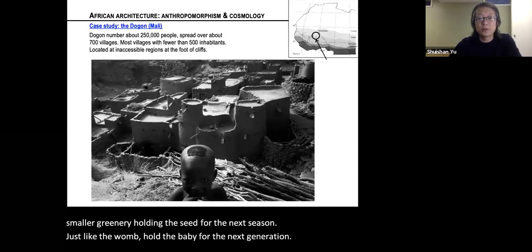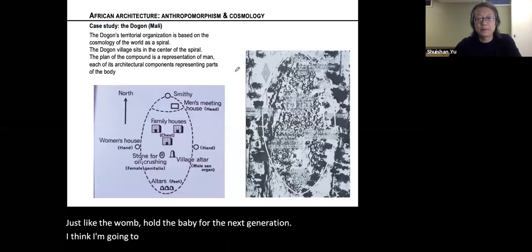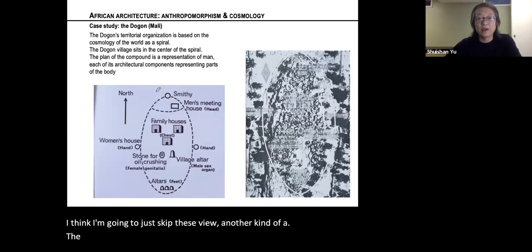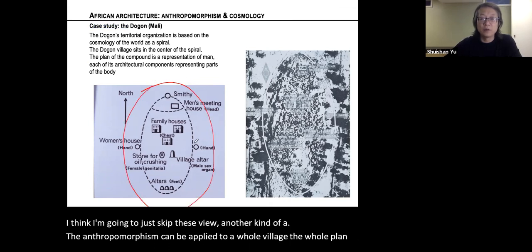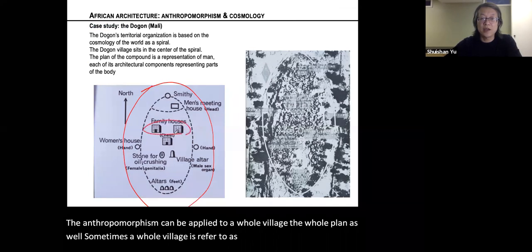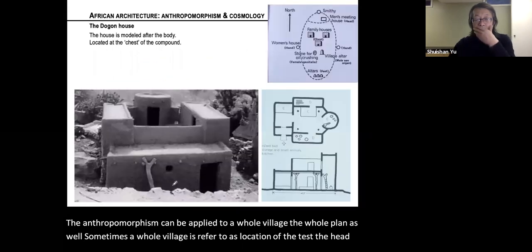I think I'm going to just skip these few. Another kind of anthropomorphism can be applied to a whole village, a whole clan as well. Right? Sometimes a whole village is referred to as the location of the chest, the head, the feet, etc.